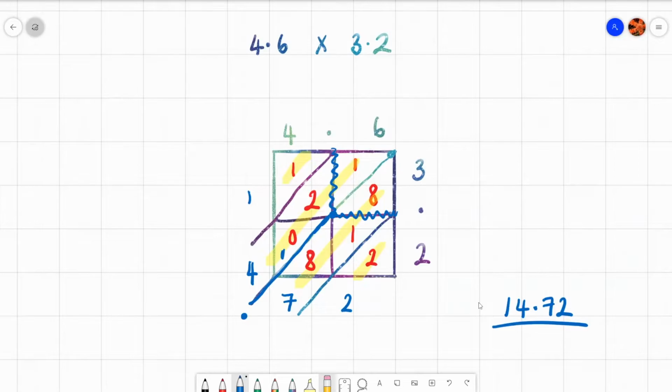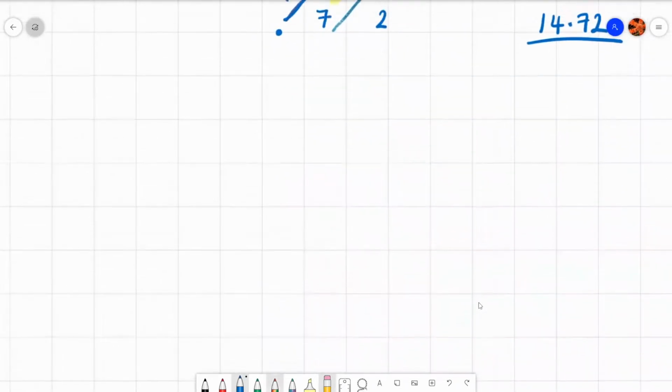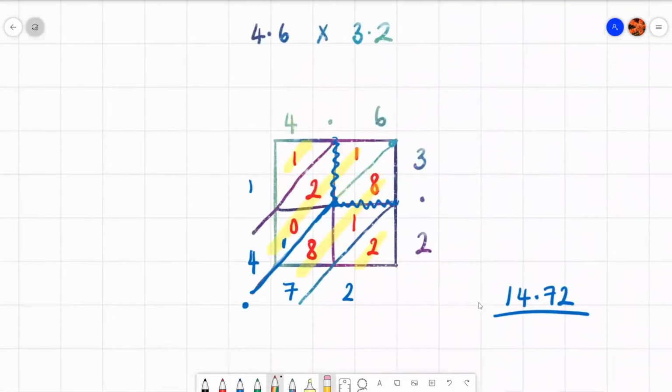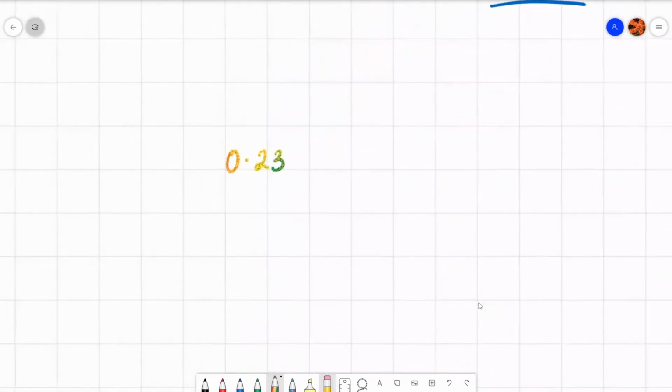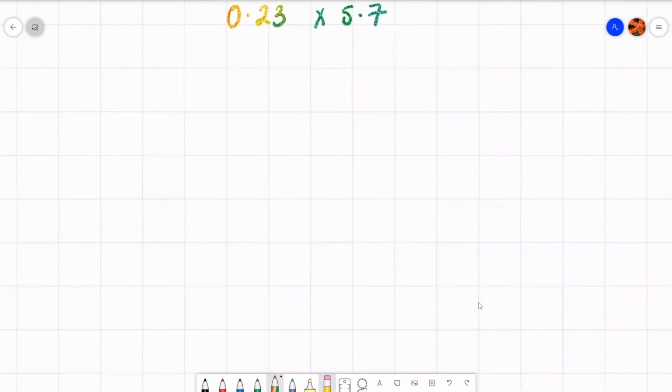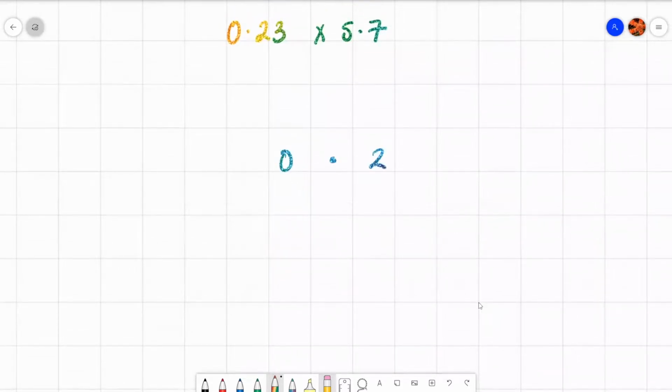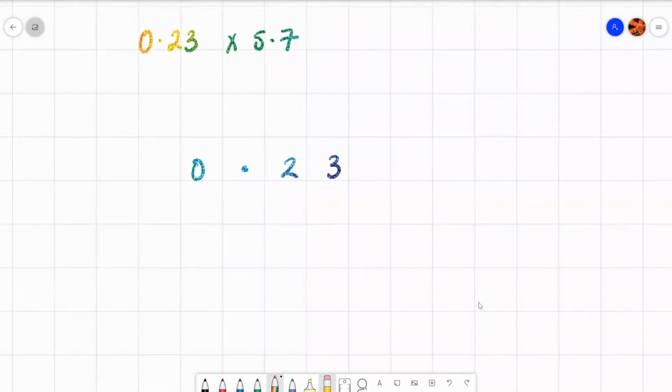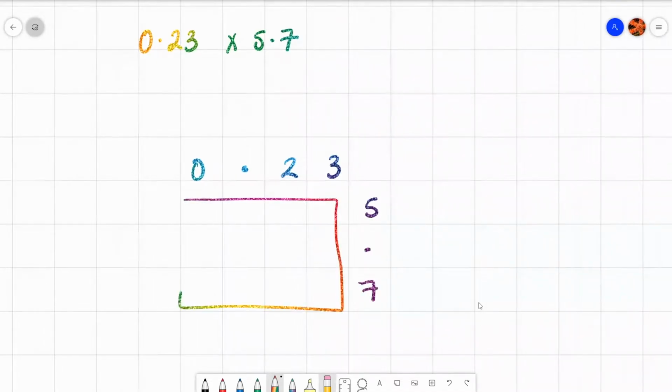Okay, let's have a look at another example. Let's do 0.32 times 5.7. So 0.32, and then we've got 5.7. Draw your rectangle, your box, and split.